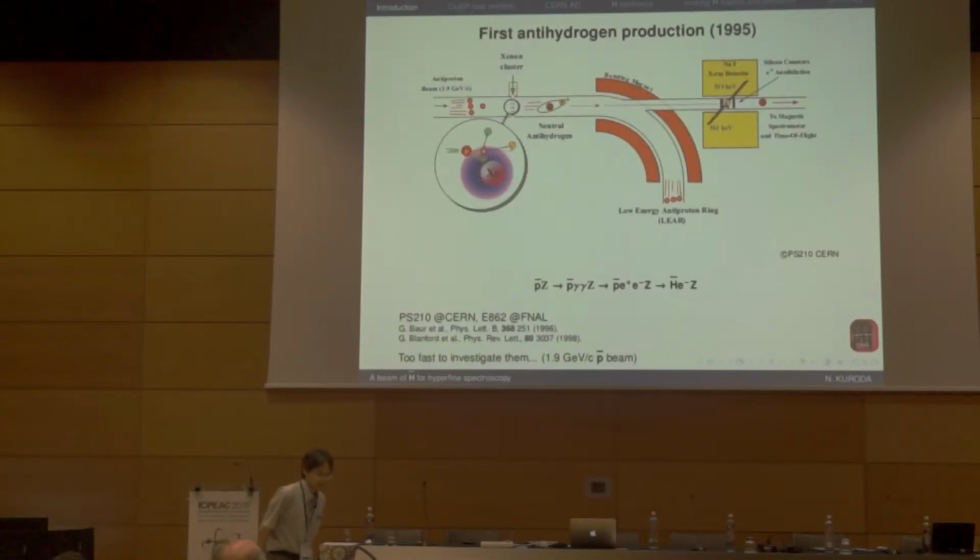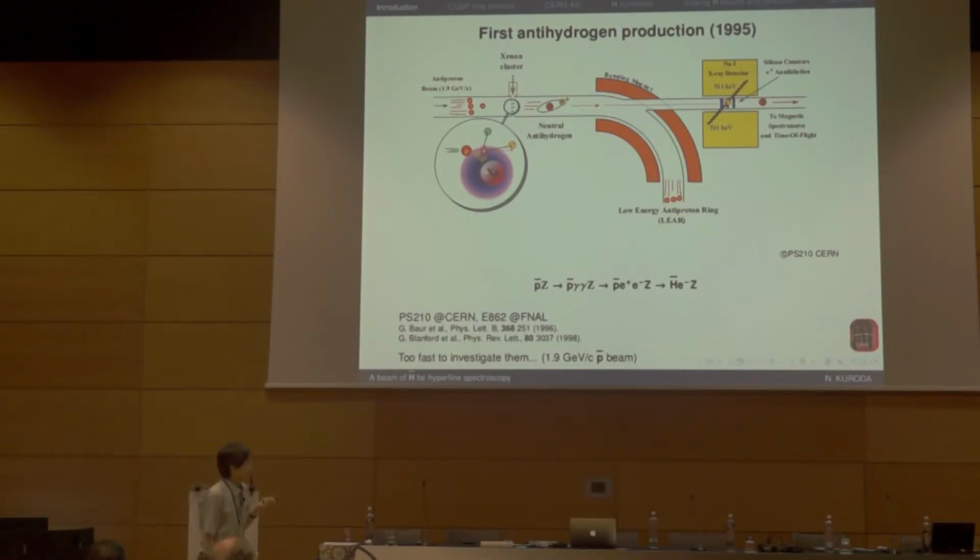The first antihydrogen was recorded just 20 years ago at CERN. At that time they used a high energy antiproton beam. Each antiproton at high energy passed just nearby a xenon nucleus. Then an electron and positron pair can be created. So this positron happened to be bound by the antiproton, and they form an antihydrogen atom. The cross section is very small. This is an elementary process, but they saw around 10 events of antihydrogens. So this is, I may say, the first antihydrogen beam. However, this is too fast to apply any spectroscopic studies to this system.